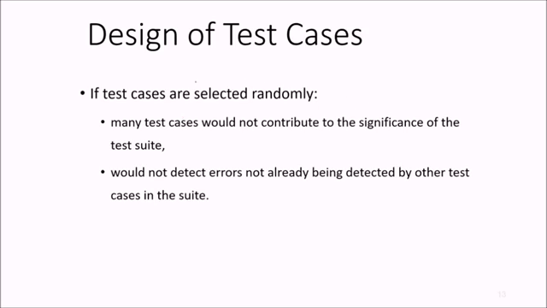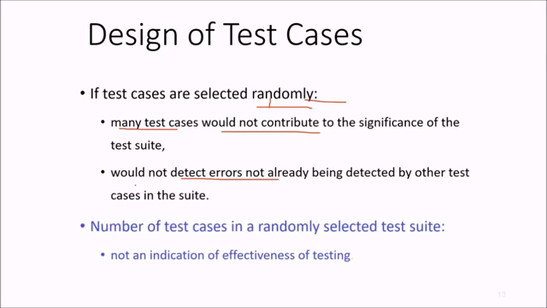So if we randomly select the test cases, then various test cases would not even contribute to the significance of the test suite. Means they will not actually check or verify what we wanted to, and they will also not detect errors not already detected by other test cases in the suite. So these are the issues with randomly selecting the test cases.